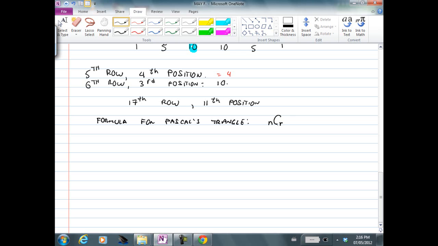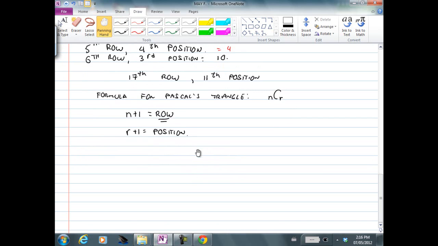Now, here's where some of you will make mistakes. Let's write this down. N plus 1 equals the row. Okay, this is the key. A lot of you will make mistakes because you don't know what N and R are. R plus 1 equals the position. I don't give you Pascal's formula on the exam because it's just NCR. If you can't remember that, you're in trouble, not me. So, N plus 1 equals your row.